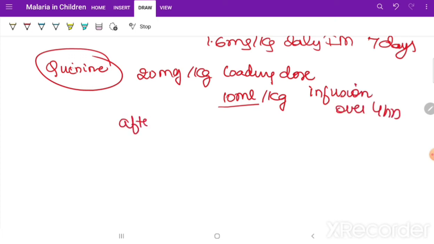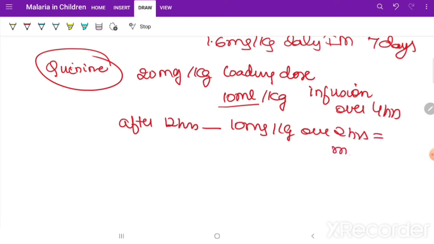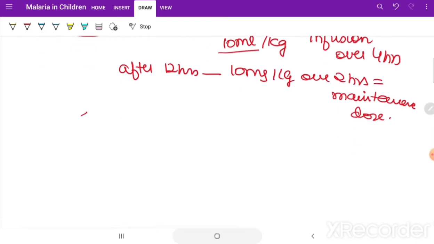After 12 hours, you give another dose of 10 mg per kg, but this time over 2 hours. This is the maintenance dose. So 20 mg per kg loading and 10 ml isotonic fluid per kg by infusion over 4 hours, followed at 12 hours by 10 mg per kg over 2 hours maintenance dose. The maintenance dose is repeated every 8 hours until the patient can swallow. And once the patient can swallow, you can give quinine tablets which are 10 mg per kg 8 hourly to complete a 7-day course.